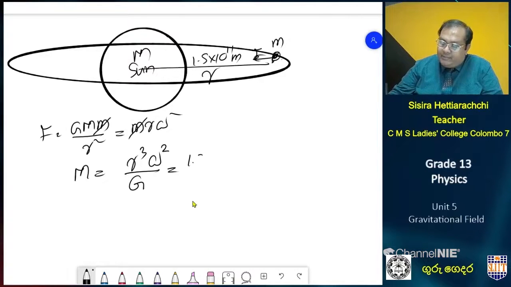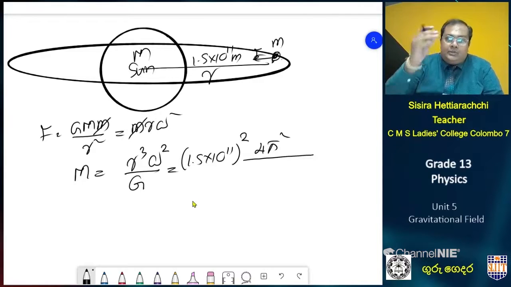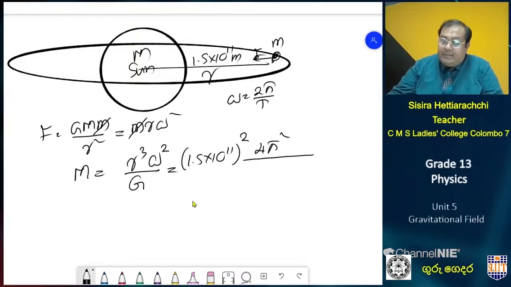I told you R is 1.5 × 10^11. Omega we know: 2 pi over time period, so omega squared is 4 pi squared over T squared. What is the time period of the Earth around the Sun? We know it is 365 days. We have to convert into seconds. 365 days should be multiplied by 24 to convert into hours, after that 3600 to convert to seconds, squared.